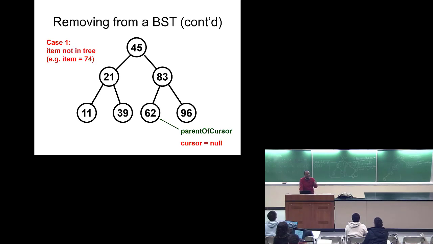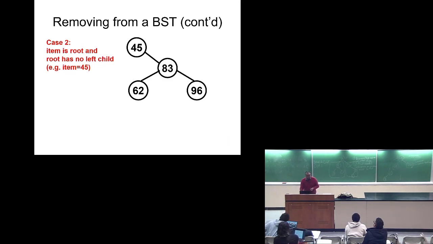So what should you return in this case? Return false. Yes, false means we failed. We failed because that was not present. So what's the condition? If cursor is equal to null, we return false. Case number 2. Case 1: any explanation needed for case 1? Good. That was the simplest one.